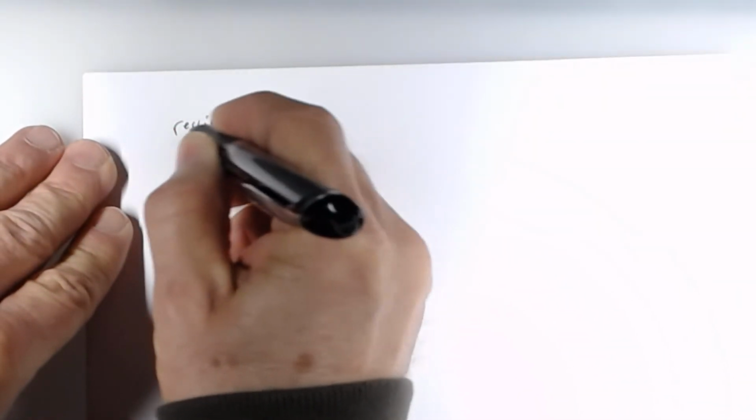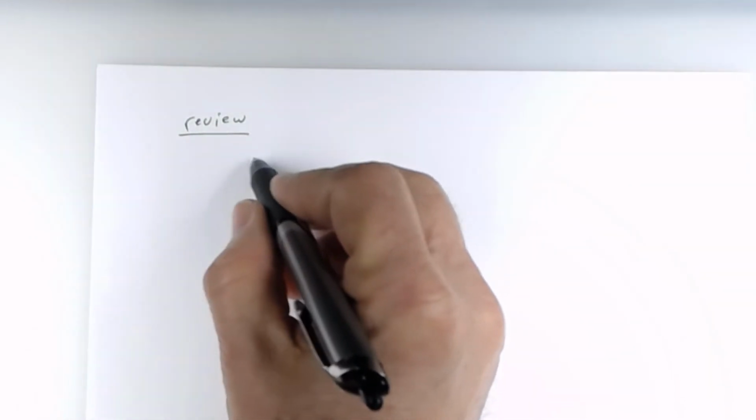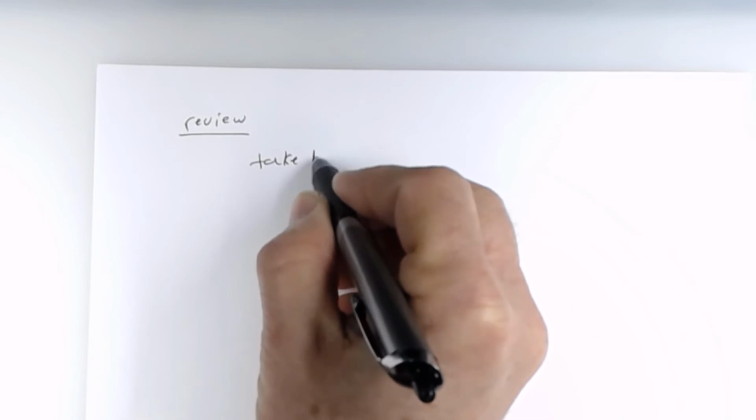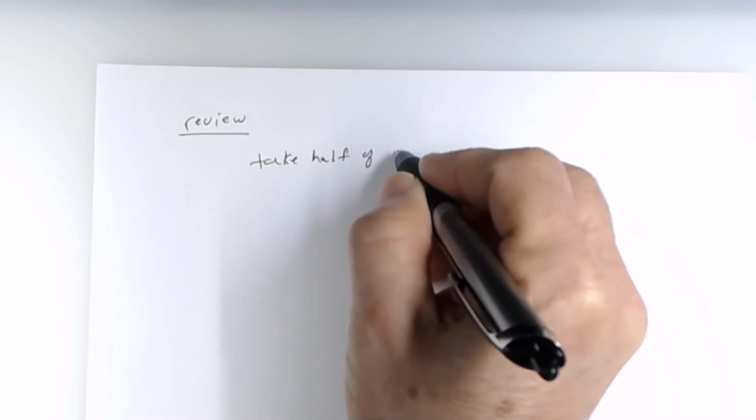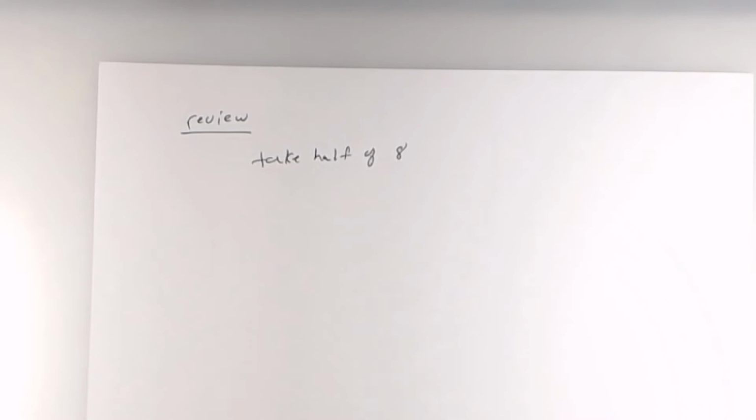Before we look at another one, let's review this from a long time ago. If I say take half of, let's say, 8, obviously that's easy. What's half of 8? 4. You could do one of two things. When you say take half of 8, you could divide that number by 2, or you can multiply by what? Use a fraction, don't use a decimal. 1/2. That's what take half means.